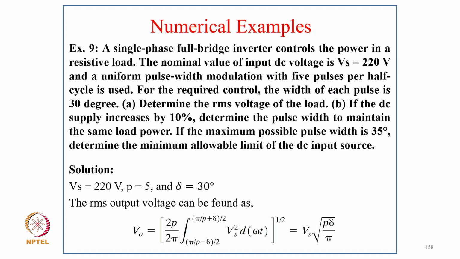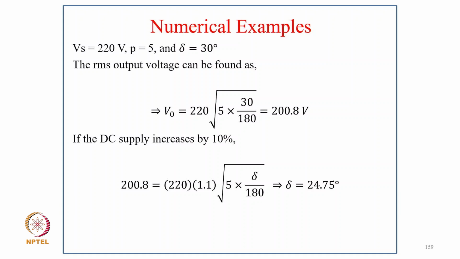So Vs equal to 220, p equal to 5, delta equal to 30. The RMS output voltage V_O equal to (2p upon 2 pi times the integral from (pi over p minus delta by 2) to (pi over p plus delta by 2) of Vs square d omega t) to the power half, and that becomes Vs under root p delta upon pi. So putting the values, V_O becomes about 200 volt, and the supply increases by 10%, so that is 200 equals 1.1 times 200 root 5 into delta by 180, so delta comes 24.75 degree.